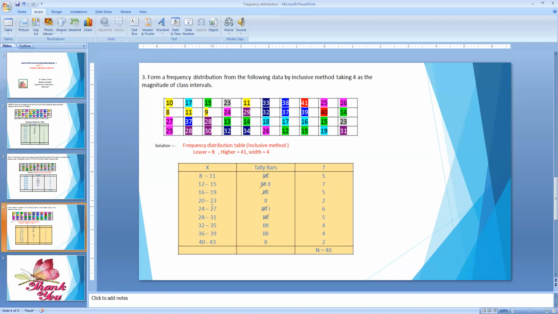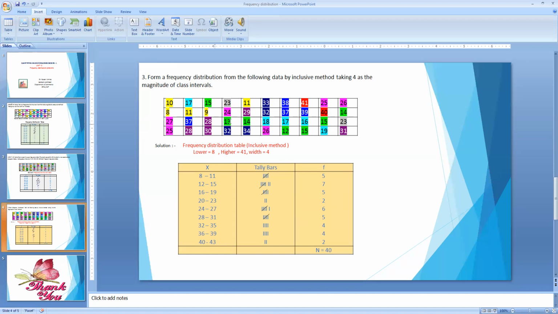Let us go for the next one, that is 20 to 23. What are the numbers shown in the gray color? There is 23, and one more 23 which is falling in the range. There are no 20, 21, 22. So 23 is repeated twice. So we have to show two vertical bars in the tally bar column and write the number as 2. Let us go for the next one, that is 24 to 27.